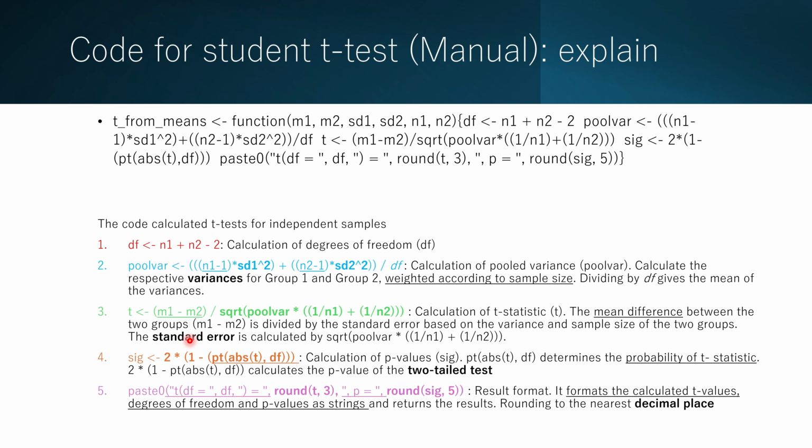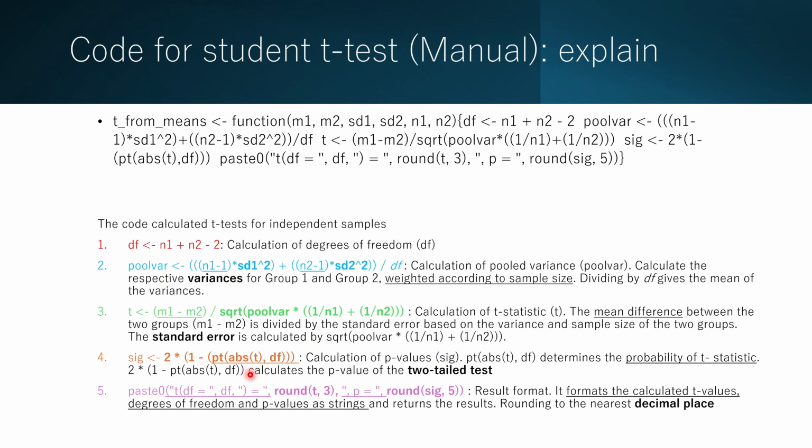And third, t equals m1 minus m2 divided by the square root of the pooled variance and so on. This calculates the t statistic. It divides the difference in means by the standard error. The square root is here, and the standard error is this one. This is the t statistic: the mean difference divided by the standard error is here. And this is the significance.